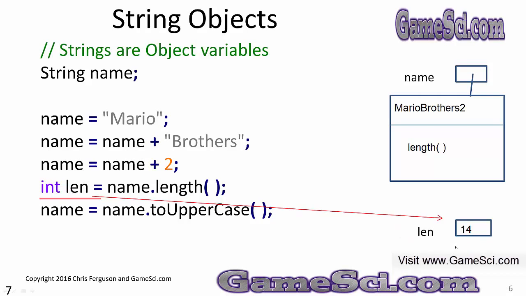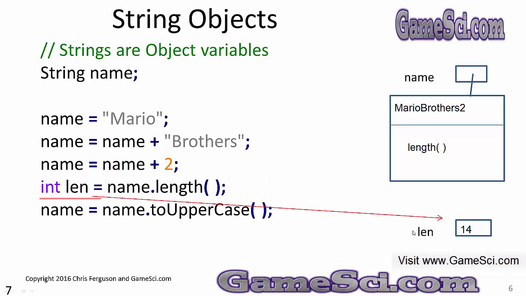Methods are great. Methods allow our objects to do things. So this method length is letting our object tell the user, tell the program, how many characters are currently being stored. If I had called length immediately after this, it would have returned 5 because there were 5 letters in name at that point. But down here, there are 14 letters, Mario Brothers 2, so it returns a 14.